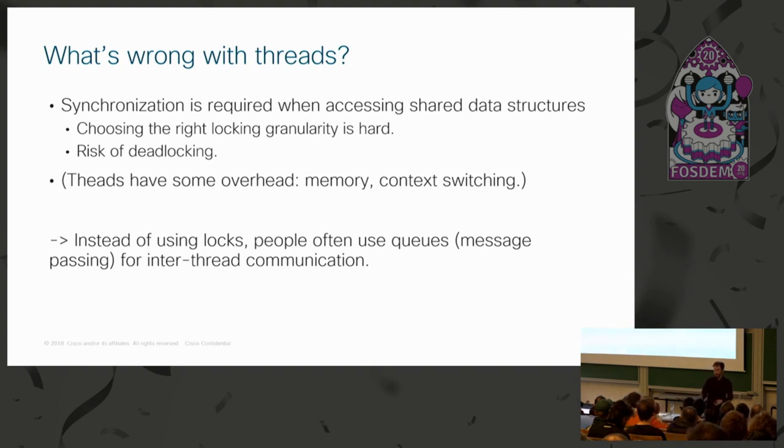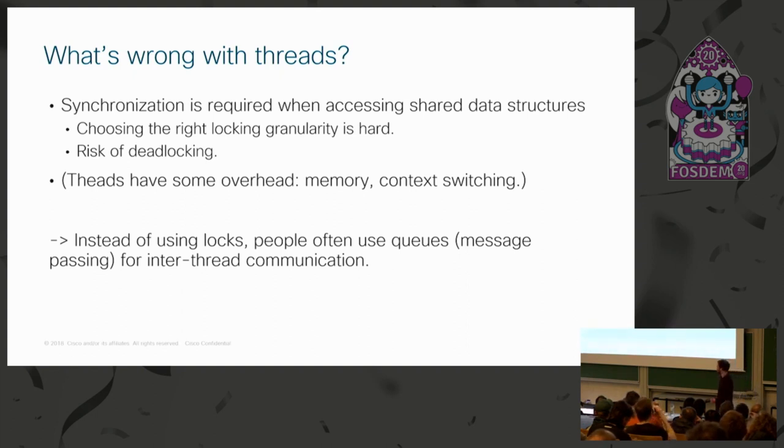And then threads have some overhead, not a lot. So it's not really a main reason not to use threads, but still they have a bit of overhead. I should also mention that instead of using shared data structures, you can also not share data between threads, but use some kind of message passing. So these threads can communicate over a queue. And so if one thread has to pass data to another thread, you can send it over the queue and serialize it.